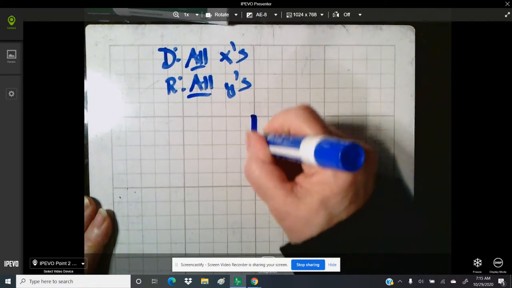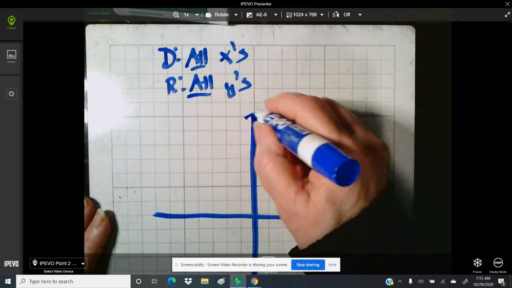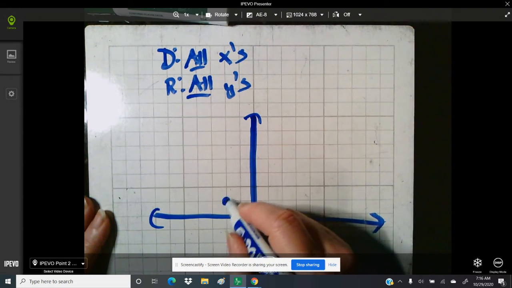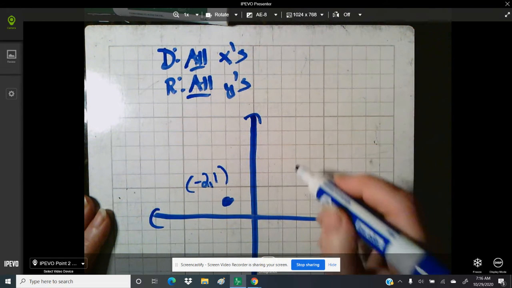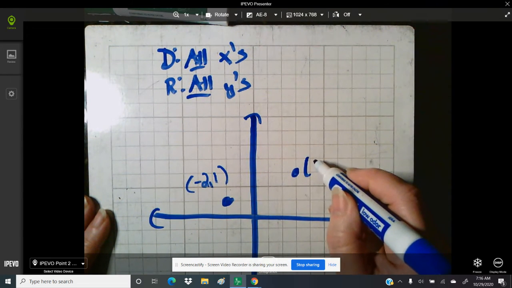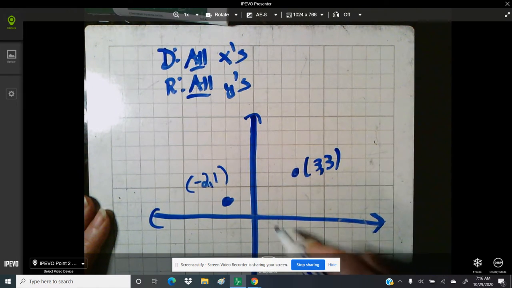So if I have just some points, and this is something you guys are pretty good at, let's just say I have a point here, which would be -2, +1. Or we'll say a point here, which looks like it's 3, 3. And a point here, which is 1, 2, 3, 4, 5, -3.